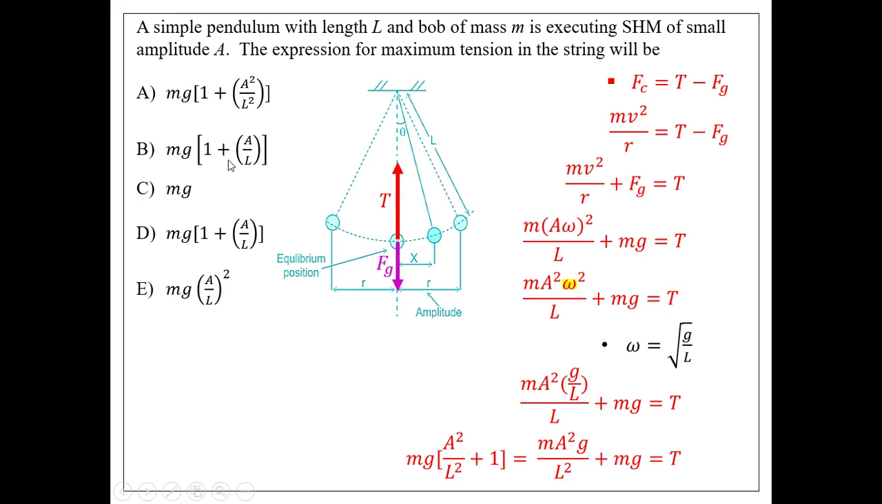So at this point, if you just look at all your answer choices, there are 3 answers that have the plus 1 in it, and then the only answer choice that has an A squared over L squared is choice A. So that is that particular answer there. Okay. All right, let's move on to the next one.